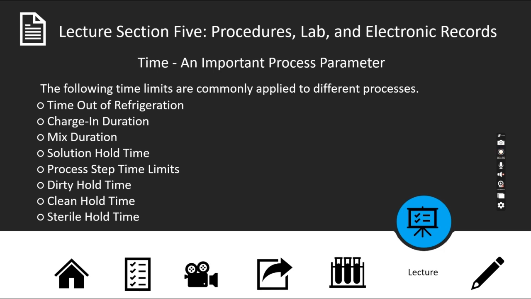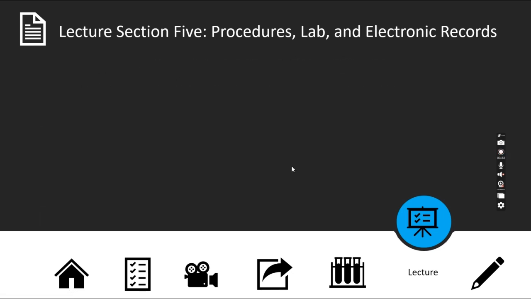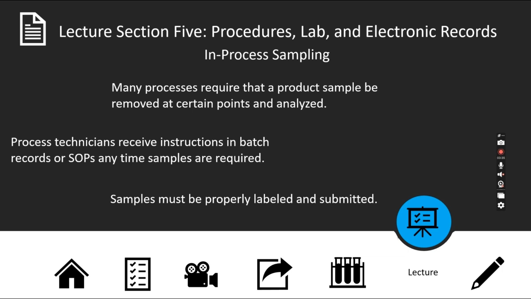So one of the most important process parameters is time, and here are some examples of limits that are applied to different processes. So many processes require that a sample be removed at certain points to be analyzed. You should get instructions about how to collect samples and what the parameters are for those samples and how to properly label and submit those samples.